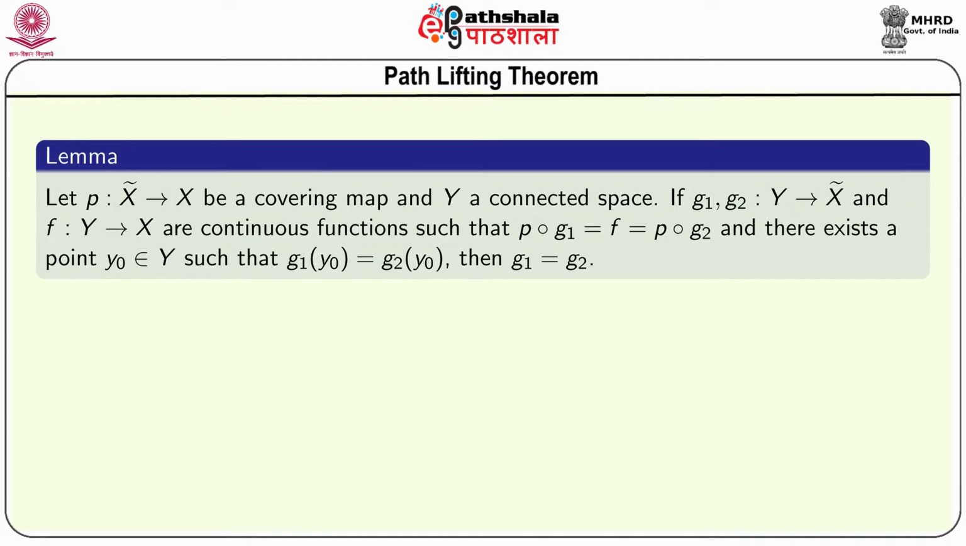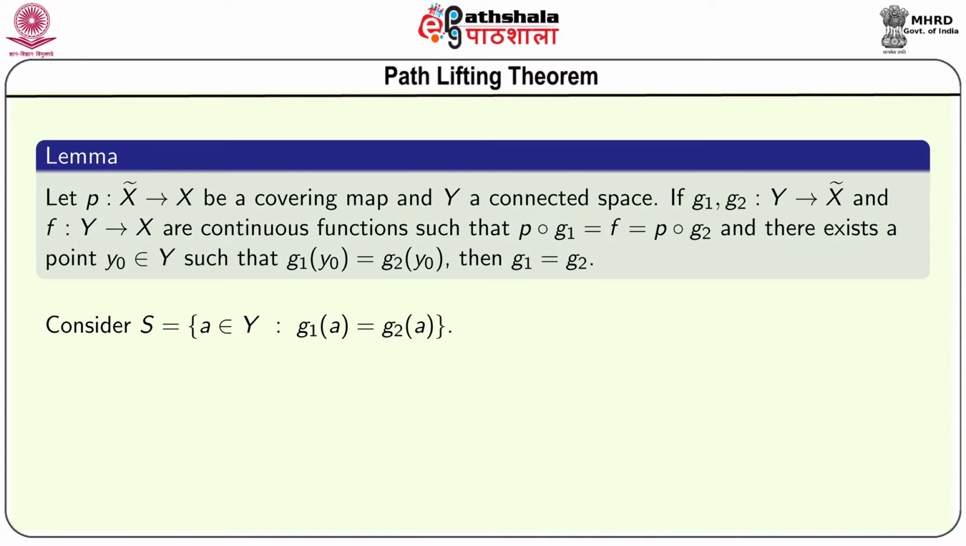Now, we state the next lemma. Let P from X tilde to X be a covering map and Y a connected space. If G1, G2 are functions from Y to X tilde and F from Y to X, all continuous, such that P composed G1 is equal to F equal to P composed G2, and there exists a point y0 in capital Y such that G1(y0) equals G2(y0), then both G1 and G2 are the same.